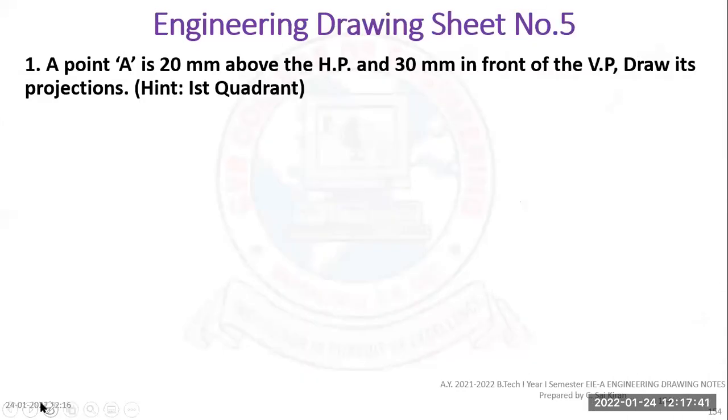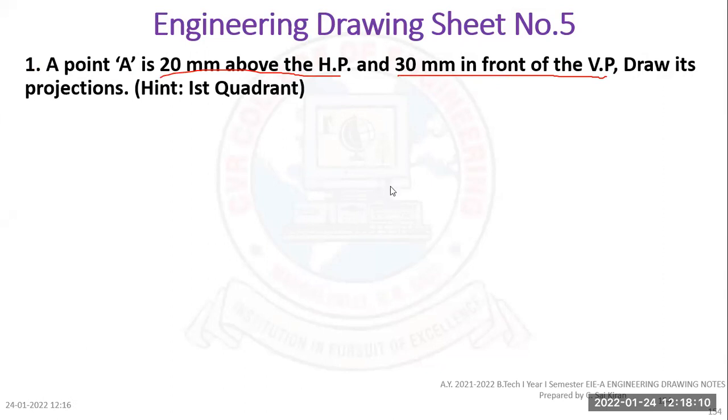Okay, so I'll start the first problem. I will ask you questions, so you have to tell me. A point A is 20 mm above HP, and that point is 30 mm in front of VP. Then you have to draw its projections.